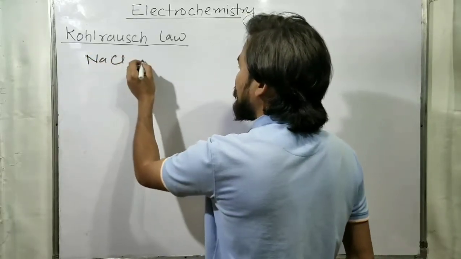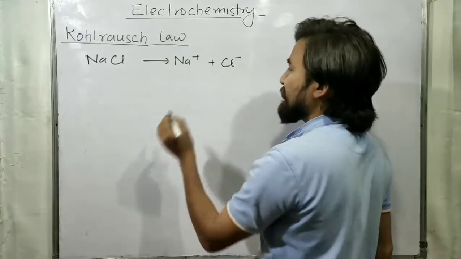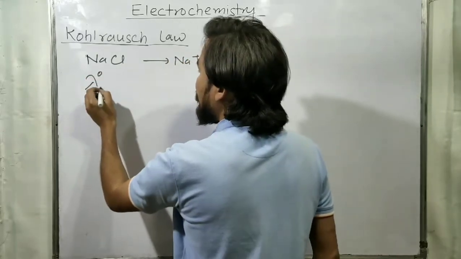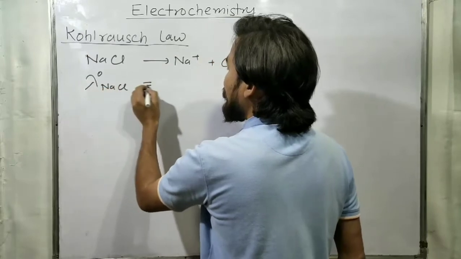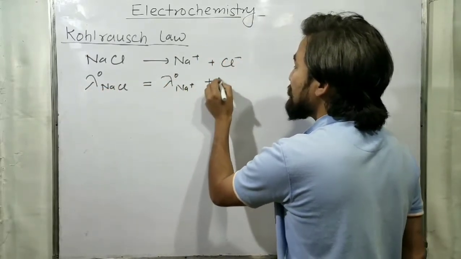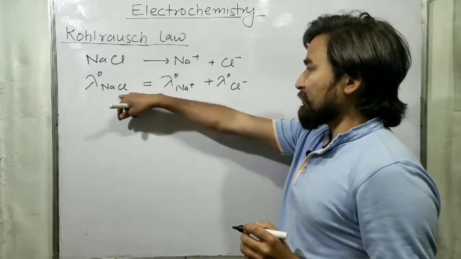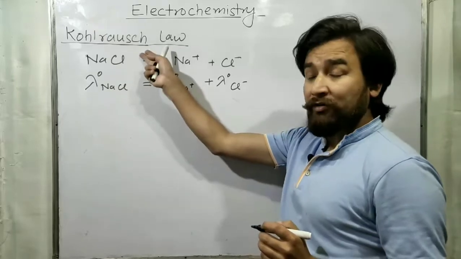NaCl is an electrolyte, so it will form Na plus and Cl minus ion. So what will be the limiting molar conductivity of NaCl? It will be equal to limiting molar conductivity of Na plus ion plus limiting molar conductivity of Cl minus. So it is said by Kohlrausch law.